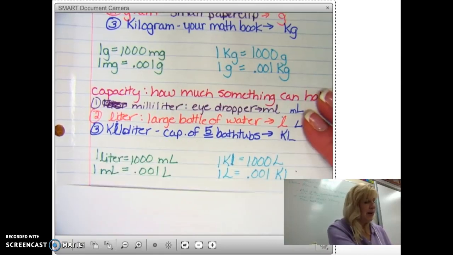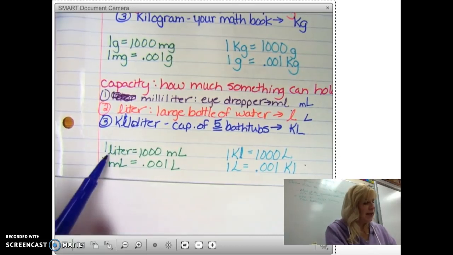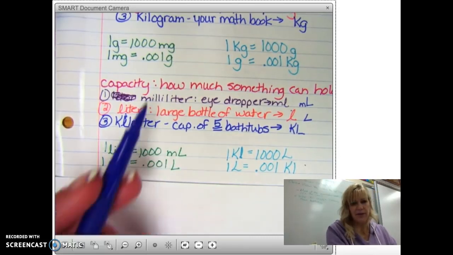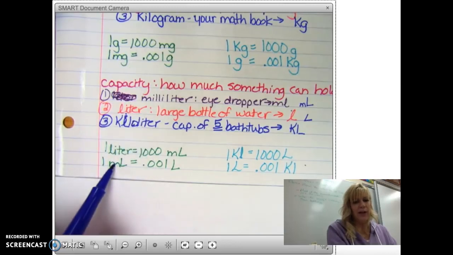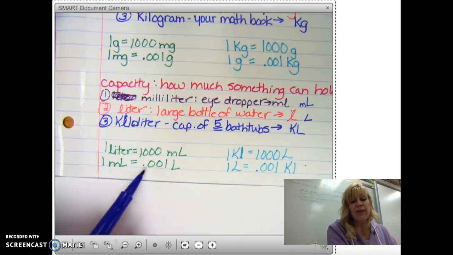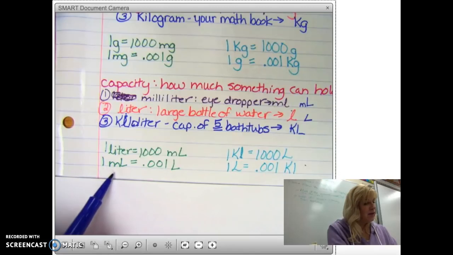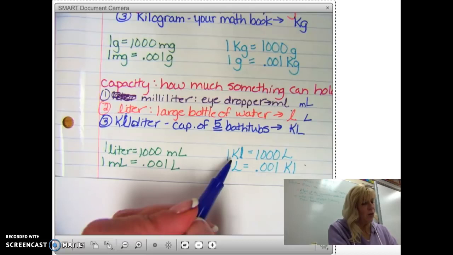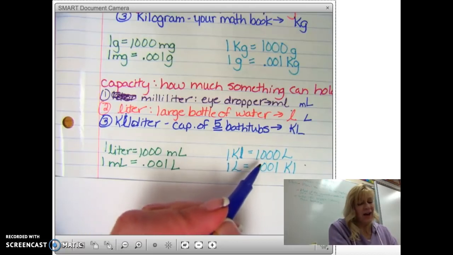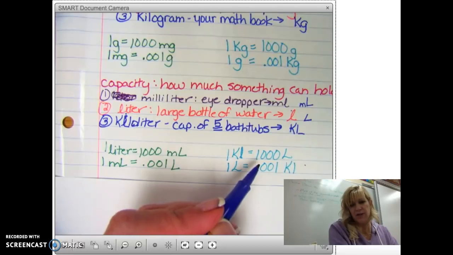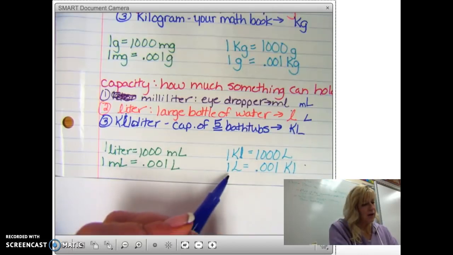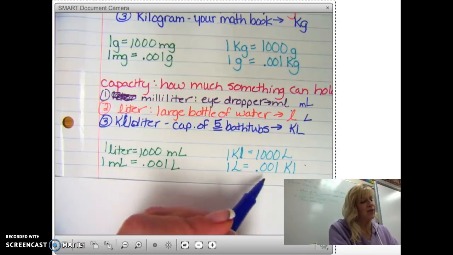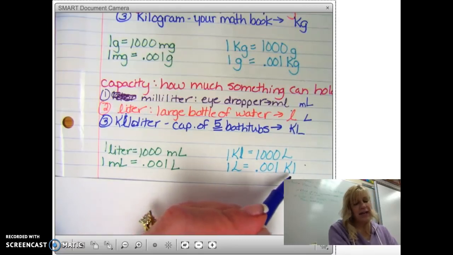So if we were to talk about liters, 1 liter is 1,000 milliliters. Notice the similarities. 1 little milliliter is 1/1000th of a liter. So it would take 1,000 of these little milliliters to fill up a 1 liter bottle. Talk about a kiloliter. Remember the bathtubs? 1 kiloliter is 1,000 liters. 1,000 of those large water bottles poured. 1 liter is 1,000th of a kiloliter.